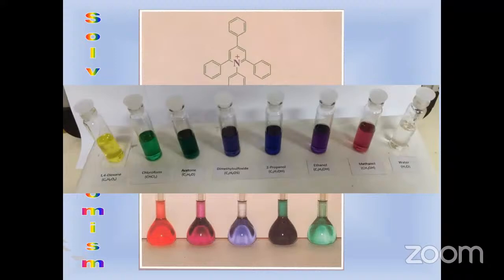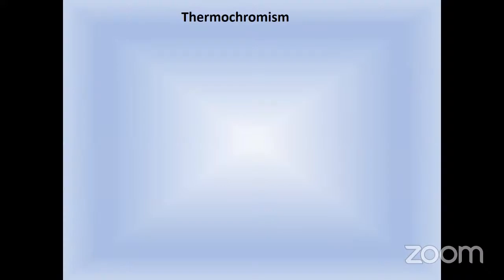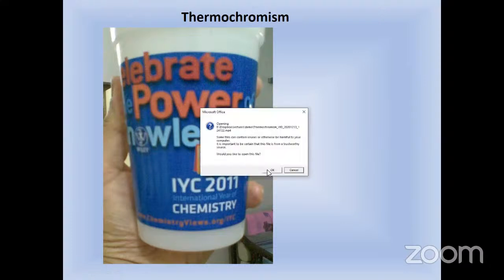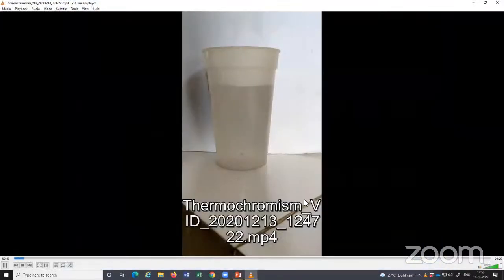Okay, so I will now move on to the next, which is about change of color with temperature, called thermochromism. And I will show an experiment using a sort of magic glass, which I got from John Wiley VCH some years ago, 10 years ago, which was the International Year of Chemistry. This glass is called a magic glass because the plastic of the glass contains a molecule which changes color with temperature. Let me show a video of this, in which we will put ice water into this glass.